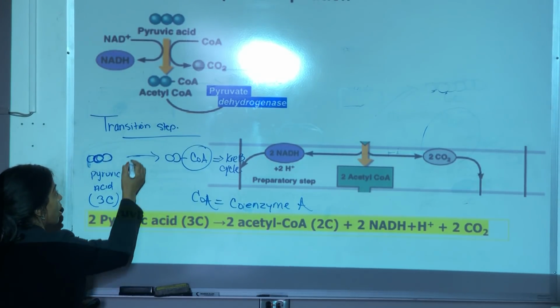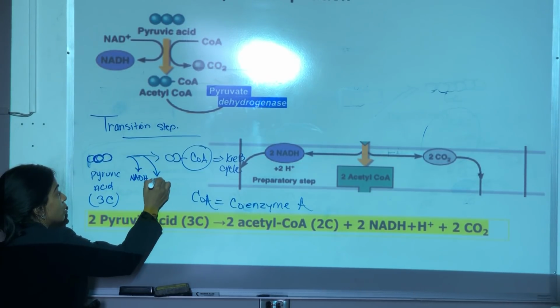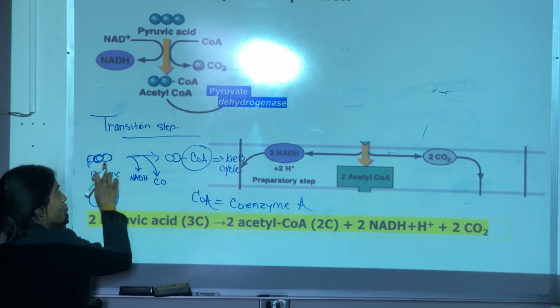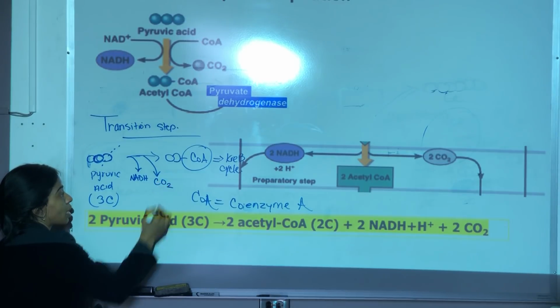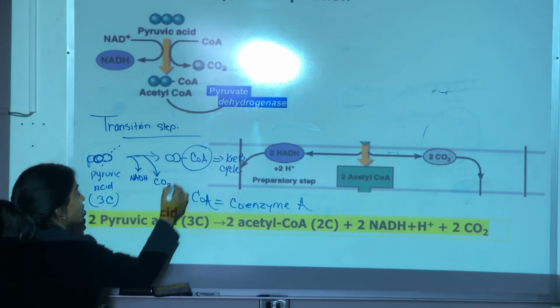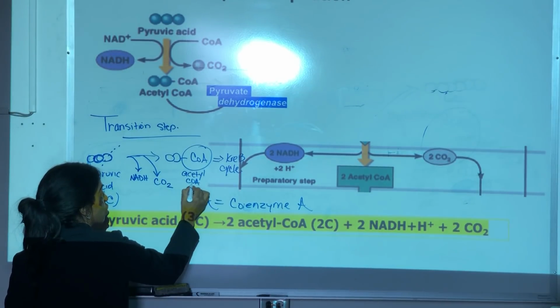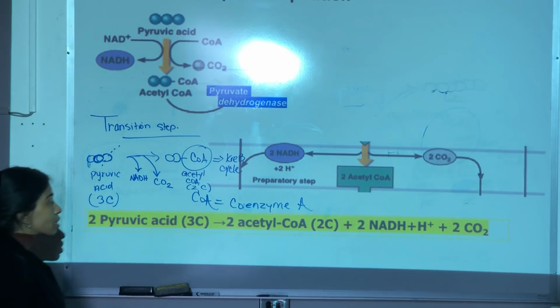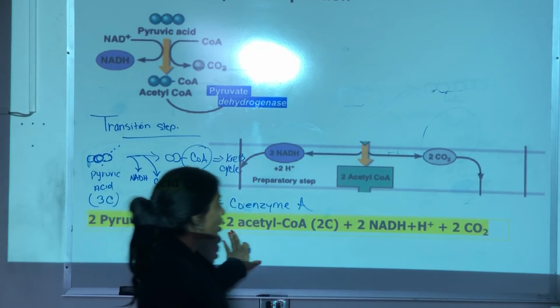In this transition step, our 3 carbon pyruvic acid will make NADH. And it will also release carbon. So if we have 3 here, one of these carbons eventually gets removed, and that becomes carbon dioxide. So in the end, the acetyl-CoA has how many carbons? It only has 2 carbon. So that is our model, and it says it here, this is the summary step.